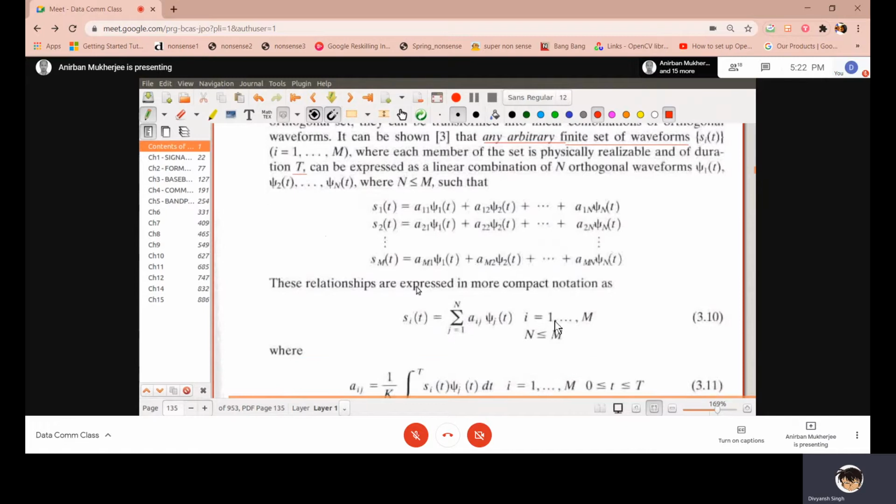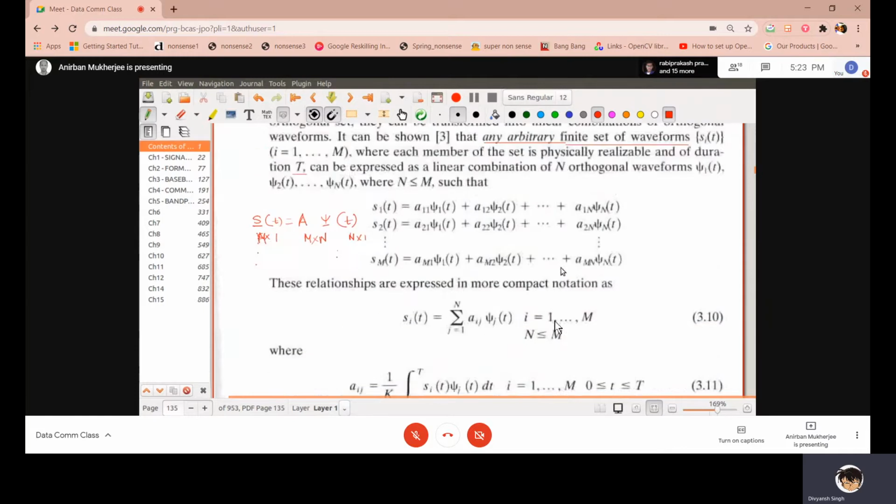Now we are representing s i(t) as the summation over j from 1 to N of a ij times psi j(t), where N is less than M. In vector-matrix form, I have an S vector of t, that is s 1(t), s 2(t), s 3(t), up to s M(t), equal to some A matrix times a psi vector. The psi vector is N cross 1, the S vector is M cross 1, and the A matrix is a tall matrix, M cross N, where M is bigger than N.